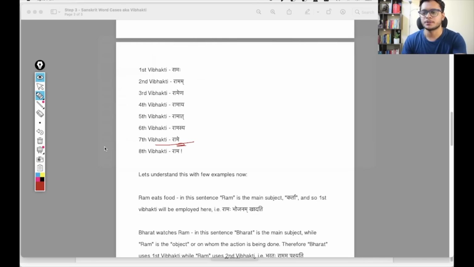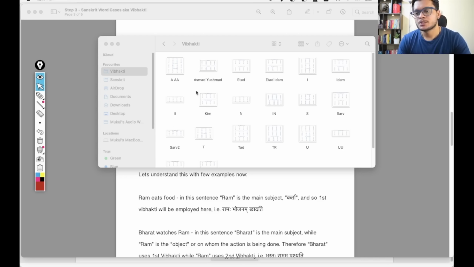So you don't need to remember the word forms for all the possible words in Sanskrit. No, just keep your references ready. Even if you know a word form of one word of each category, Akarant pulling, Akarant striling, all the different words that fall under the same umbrella follow the same word forms. Okay, I'll show you something. As you can see on my screen, this is how I keep all my references ready for word forms, Vibhakti.